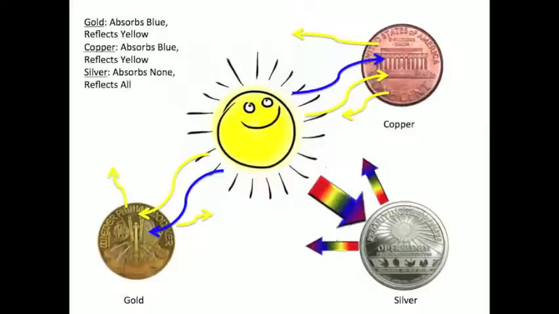Continuing on with the use of our super chill sun, gold and copper both absorb blue wavelengths and reflect yellow wavelengths of light, and therefore are seen as yellowish. Silver reflects all wavelengths of light, and therefore is, well, silvery.